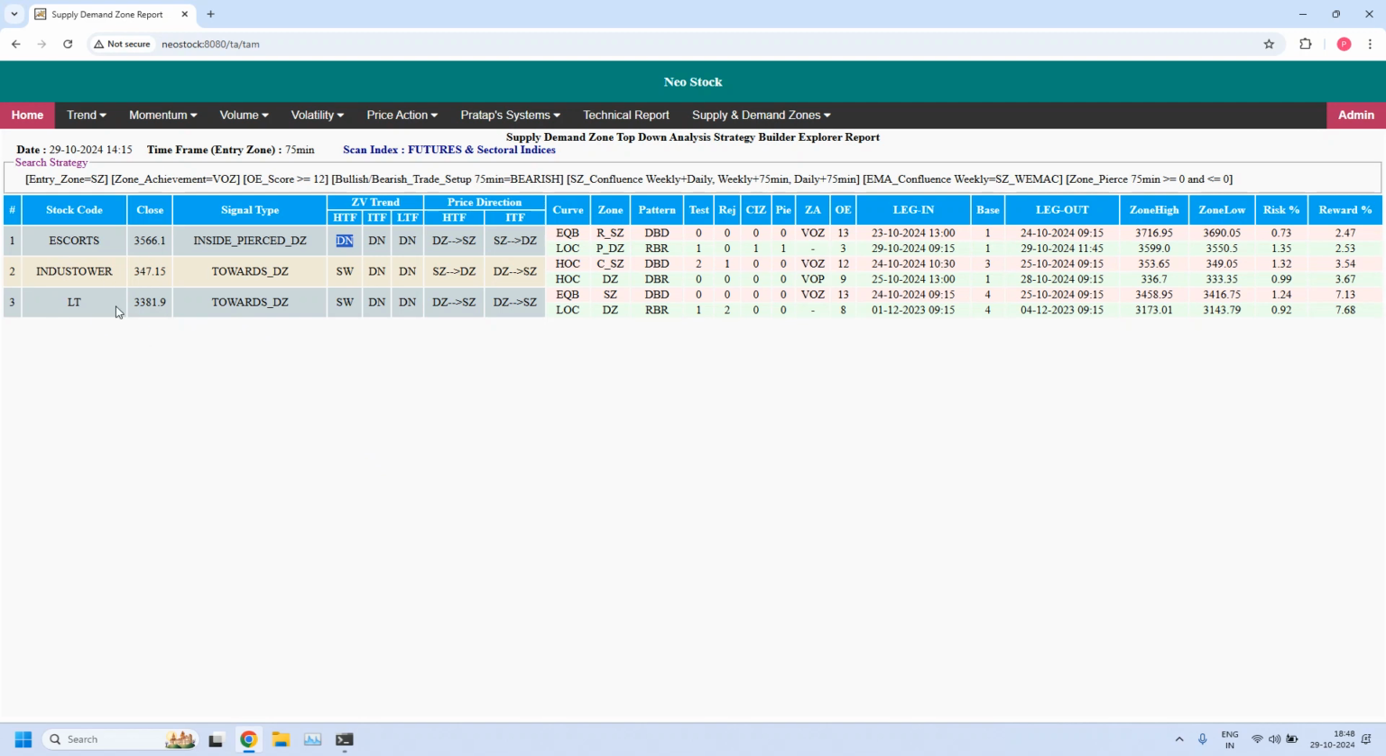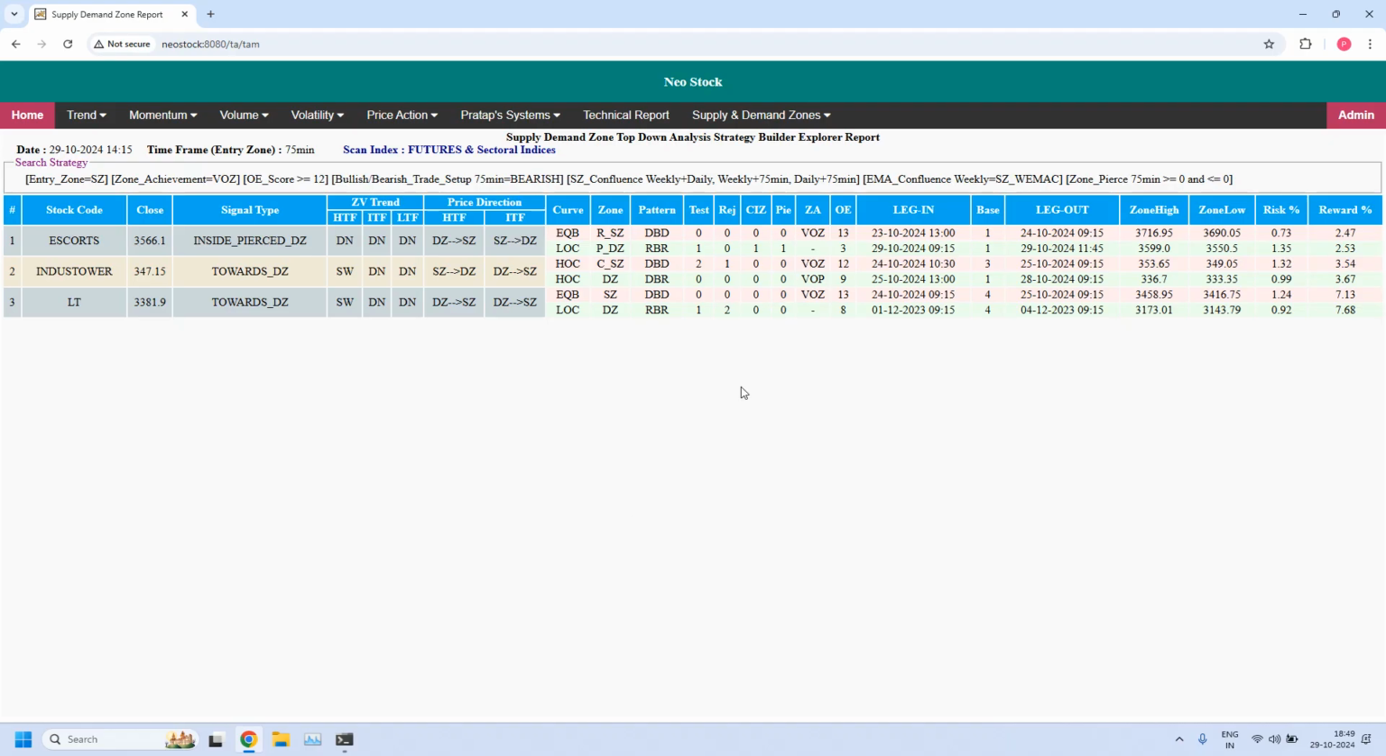Already all these are high probability because they are having HTF confluence, but among them again it is having even more high probability. This is the way, and also it is a high liquidity zone. 75 minutes high liquidity zone, because all these are also entry zones, 75 minute zones. So this is the way you should understand high probability supported stocks.